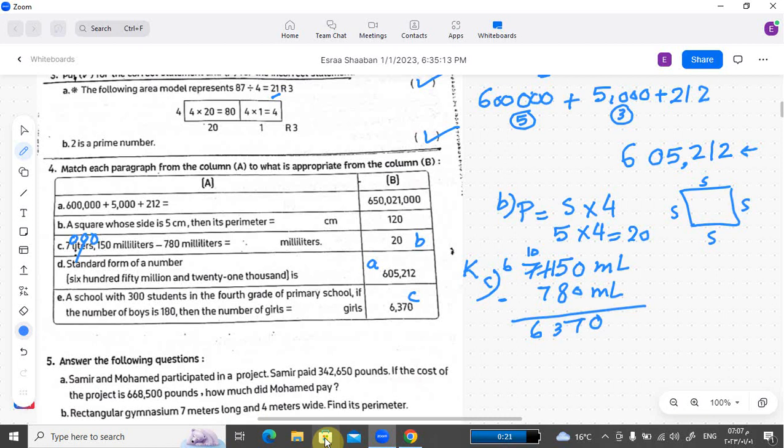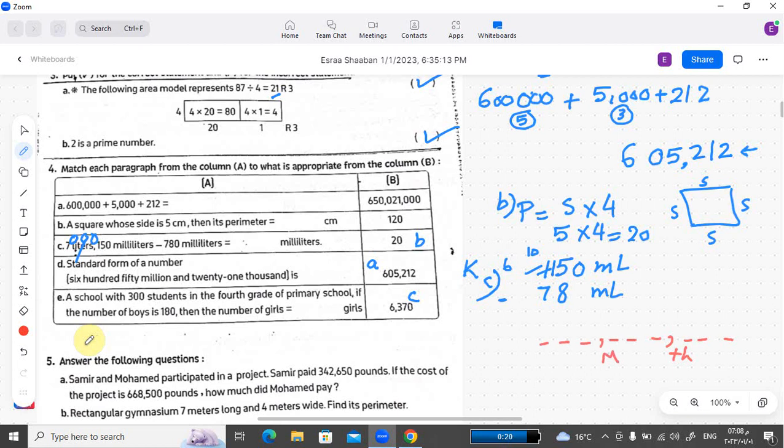The standard form of the number. So we said before, when I have words, we have to put chairs to be able to write the answer. So here we have 650 million and 21,000. So we have to put chairs first. The biggest family is the millions. So here 1, 2, 3, comma, to the thousands. 1, 2, 3, comma, to the millions.